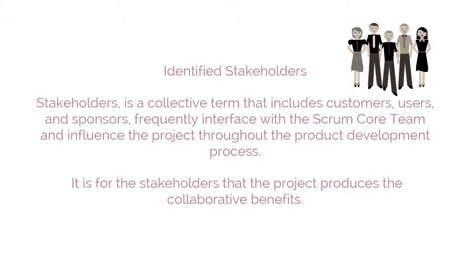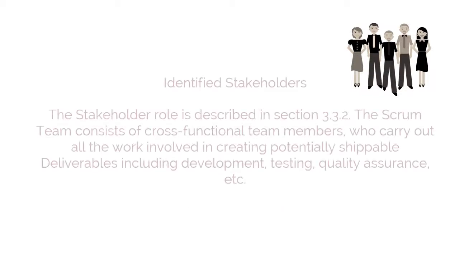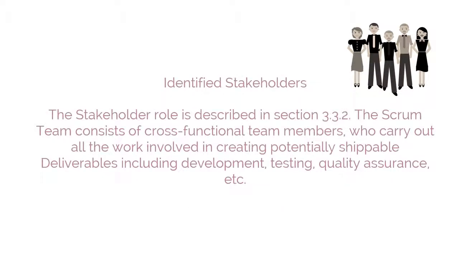Identified Stakeholders. Stakeholders is a collective term that includes customers, users, and sponsors, who frequently interface with the Scrum core team and influence the project throughout the product development process. It is for the stakeholders that the project produces the collaborative benefits. The stakeholder role is described in section 3.3.2.